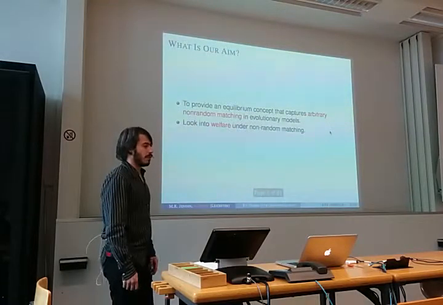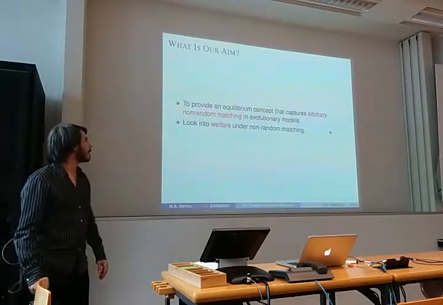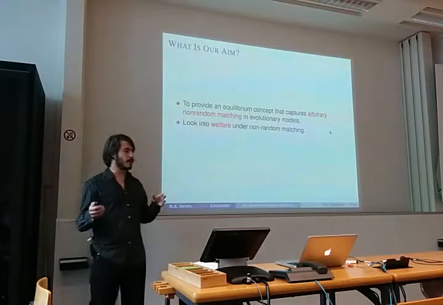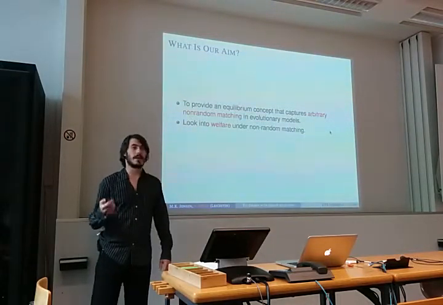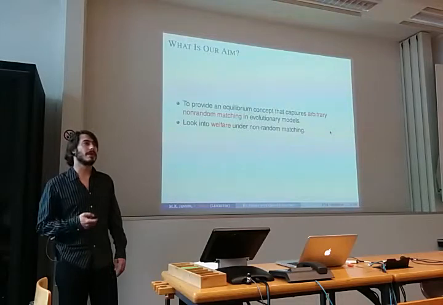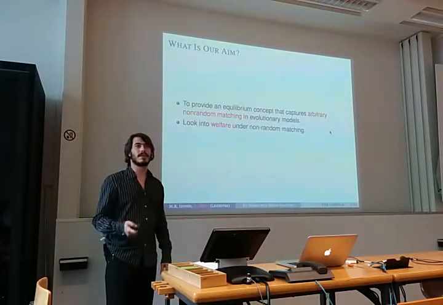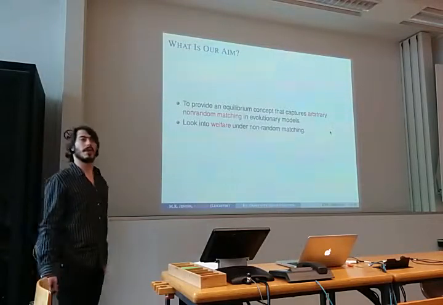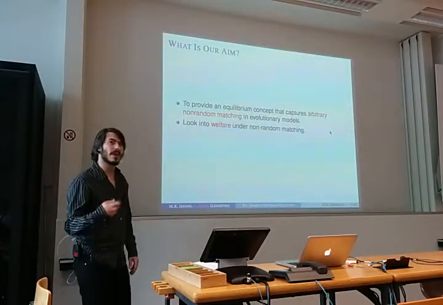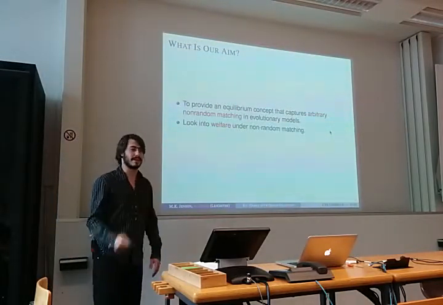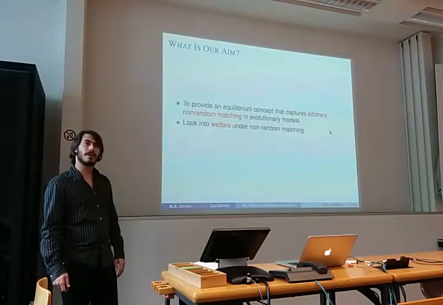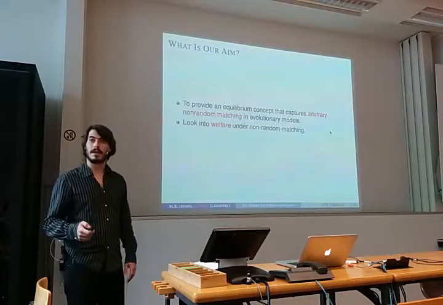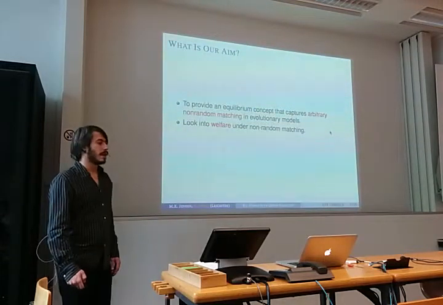So, what is the aim of this paper? The aim is to provide an equilibrium concept that can capture arbitrary non-random matching in evolutionary models. Standard results have been using random matching between agents in a big population. We're trying to generalize that and to formalize that. And also we want to look into welfare under these kinds of non-random matching models.